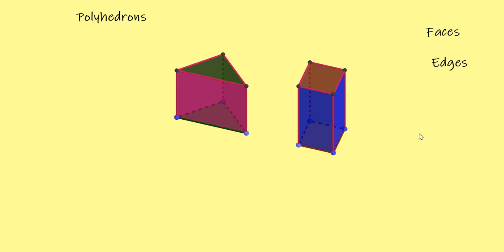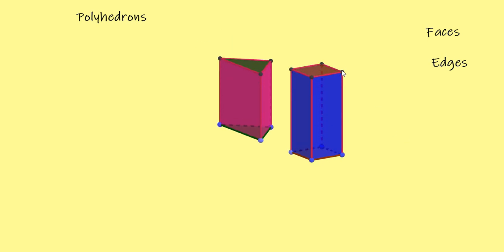Now look at the edges. Here 1, 2 and 3 edges are meeting at this point. This point we can call a vertex. That means for every polyhedron, faces, edges and vertices will be there.